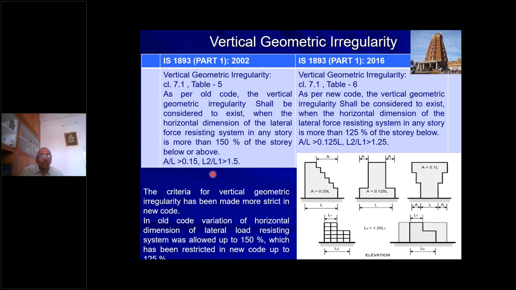Now see, because of this reduction of the percentage from 150 to 125, most buildings come into the vertical geometric irregularity category. That is why I have shown a small temple picture here. These temples, the temple gopurams, are constructed so that their lateral dimension slowly reduces as you go to the top. That reduction also has to be uniform. There should not be a sudden reduction of more than 125%. Otherwise that causes vertical irregularity.